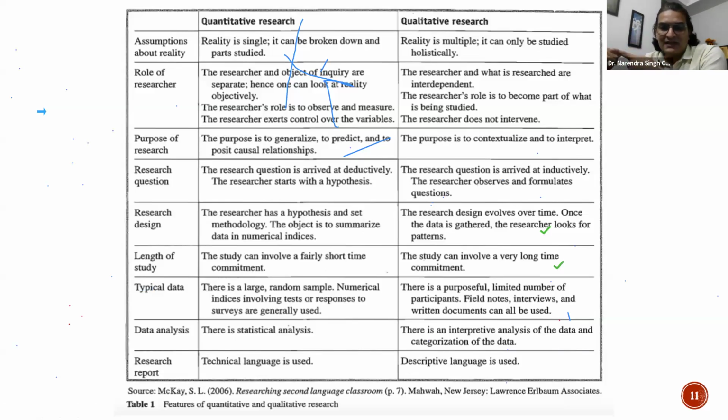So the research design also keeps on evolving over time. Once the data is gathered, the researcher looks for patterns. So what are the common patterns? And then from that, we identify the themes that have been there.